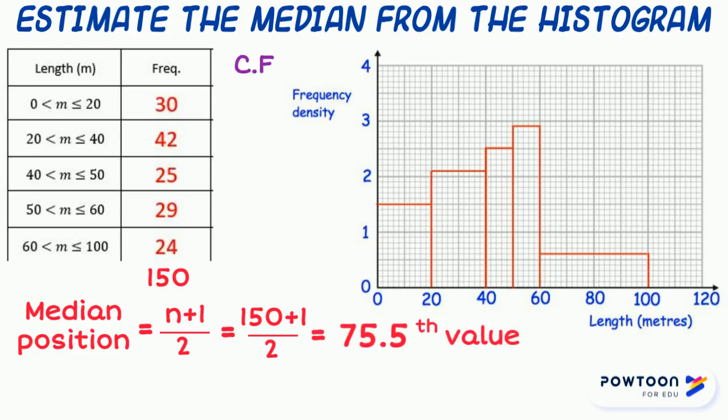We're now going to use our cumulative frequency to figure out which interval would contain the 75th and a half value. To do this, we say, well, our first one contains the first 30. Then we add on the next one to get to 72. We still haven't reached it yet, so we add on another one, and we have finally made it. Because we passed 75.5 in that third interval, our median is going to be somewhere between 40 to 50. So we're looking at that interval from 40 to 50 now.